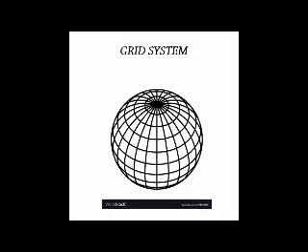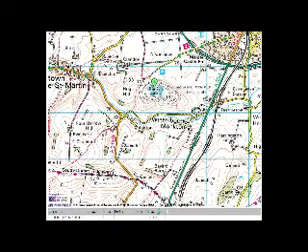Now in the first picture, you can see the earth and on it there are a series of imaginary lines which are running horizontally and vertically. Now these lines form the grid system. In the next picture, you can see the part of a map where you will see the lines running horizontally and vertically, and these lines form the grid system.